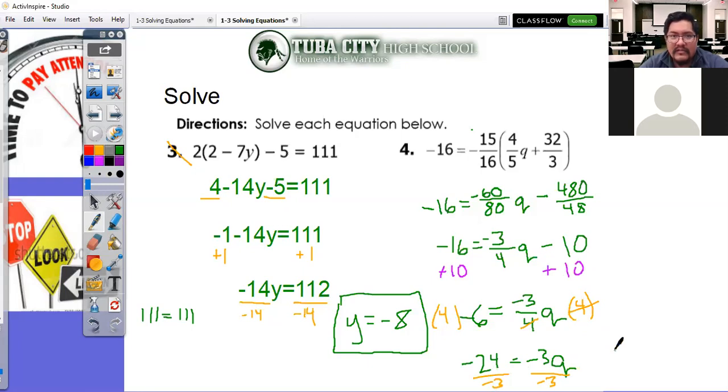And now what I'm also going to do is switch sides. So both sides are going to switch sides, so q is on the right side. But anytime we're working with equations, we always want to put the variable, the thing we're solving for, on the left side, or as I sometimes call it, the first side.